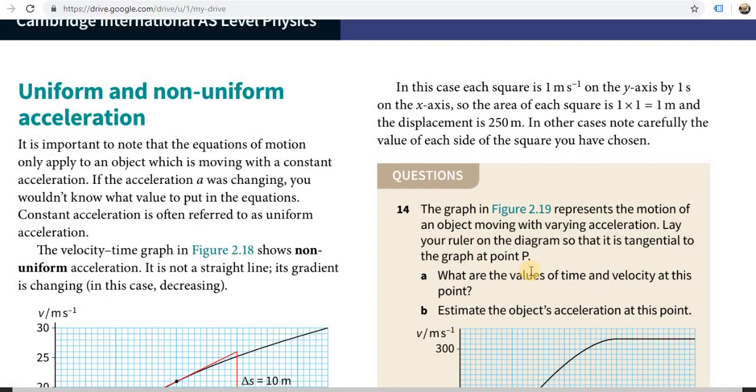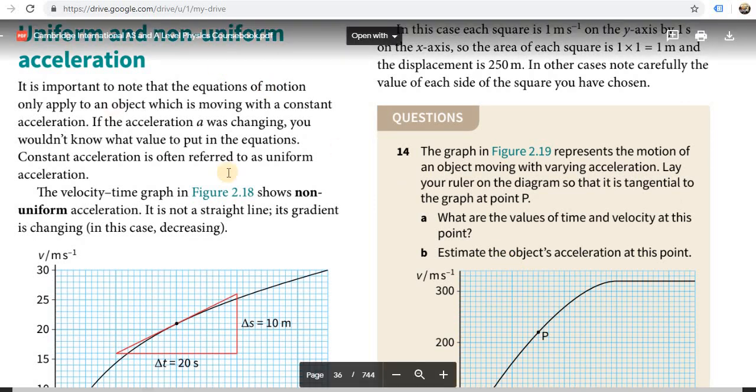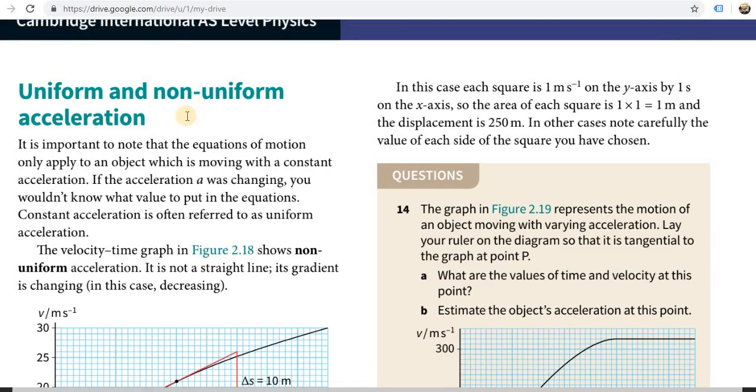The next topic is uniform and non-uniform acceleration. We can also use the words constant and non-constant, or steady and non-steady. Here, constant acceleration and changing acceleration. You have to be familiar with the different words, because in past papers they can use these different words: steady, uniform, constant, not changing, same, all mean the same thing.